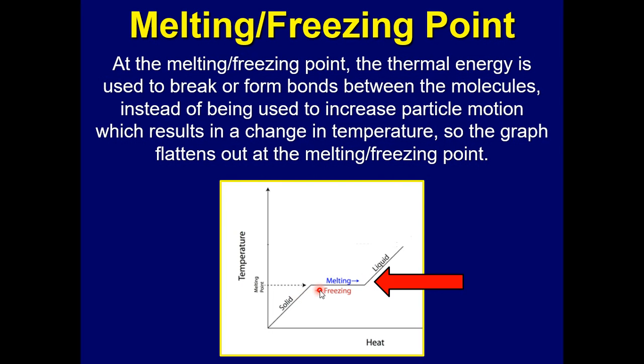And so on a graph, it flattens out there because there isn't an increase or a decrease in temperature right at that melting and freezing point. And so for any substance, when you see a phase change graph for that substance, you can tell where the melting and freezing point is, what temperature it will be at, by looking at where the graph flattens out.